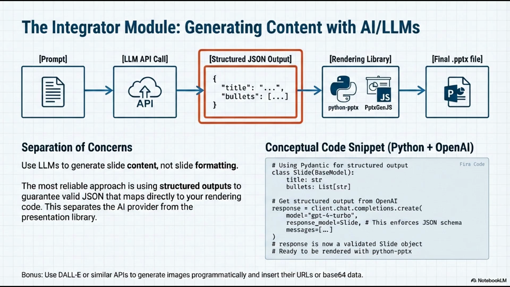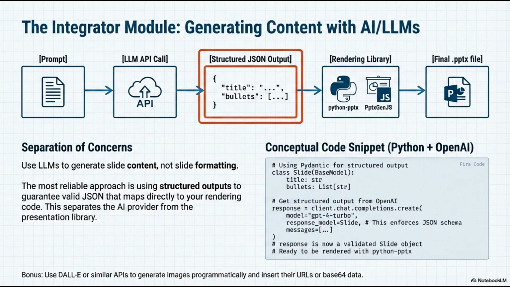The critical step highlighted here is the structured JSON output. Instead of free-form text, we instruct the LLM to return data, like a slide title and bullets, in a precisely defined JSON format. This structured data is then fed into our rendering library, such as Python PPTX or PPTX.js, culminating in a final .pptx file. This approach champions a clear separation of concerns.